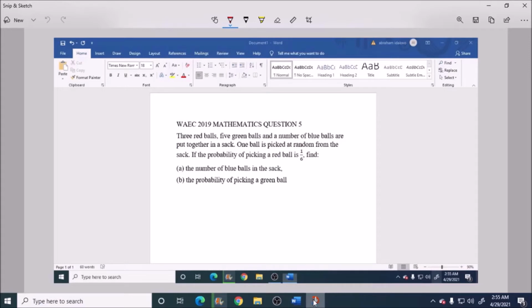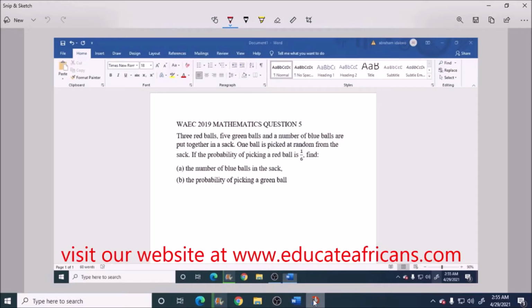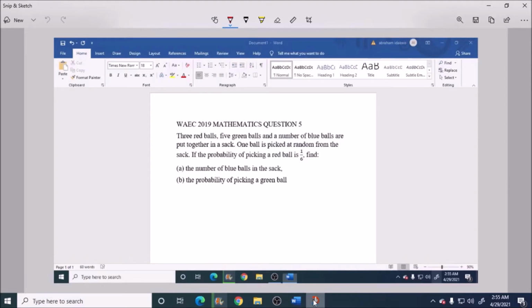Okay, so let nr, the number of red balls, be equals to 3, ng, the number of green balls, equals to 5, and then the number of blue balls is equal to x.